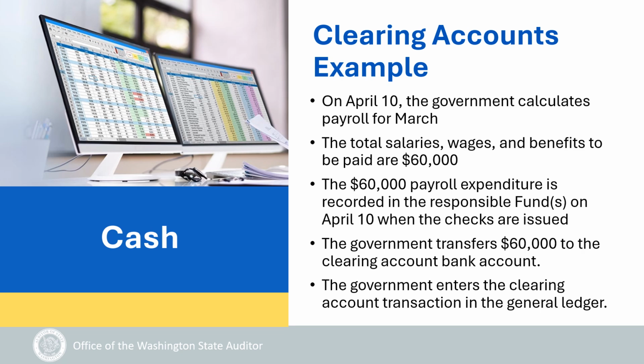Not pictured here is the clearing of the $60,000 in salaries and wages. On the same day, the checks and salaries, wages, and benefits will clear from the bank account and the general ledger account. Theoretically, the bank account and general ledger account are reconciled to $0 on the date of April 10th.